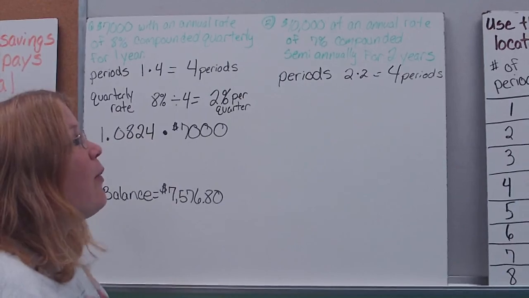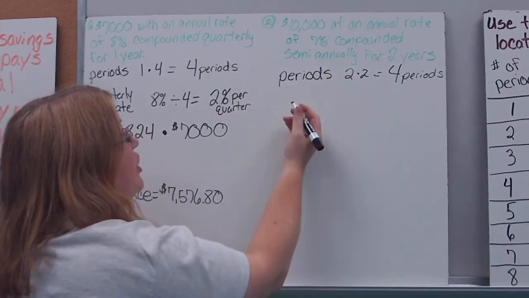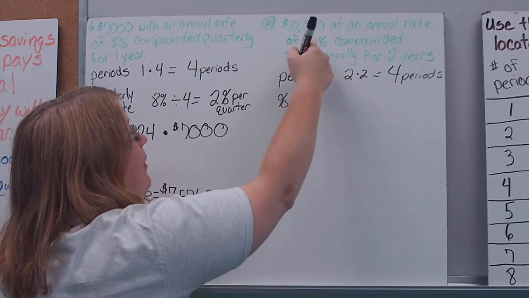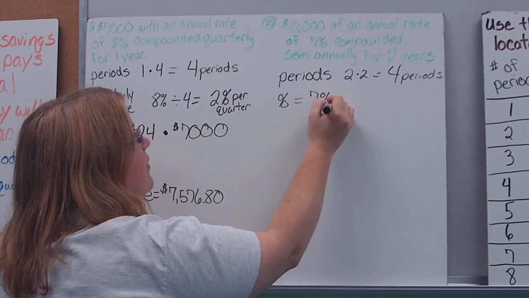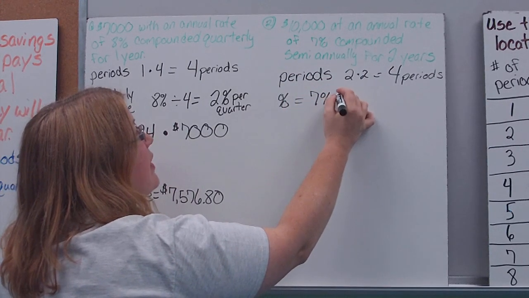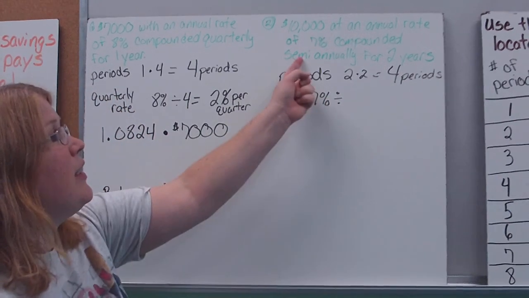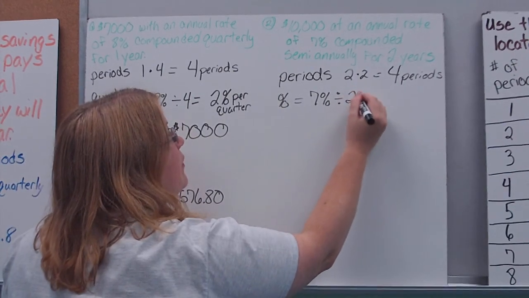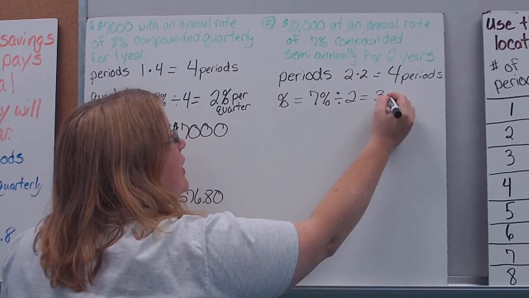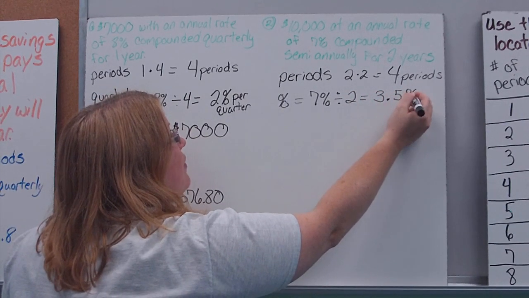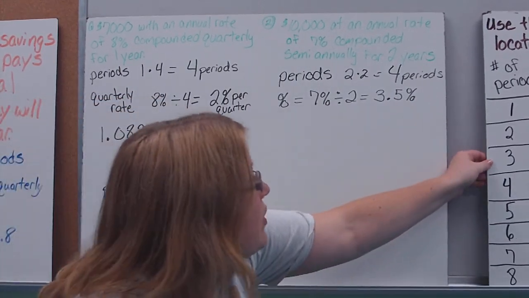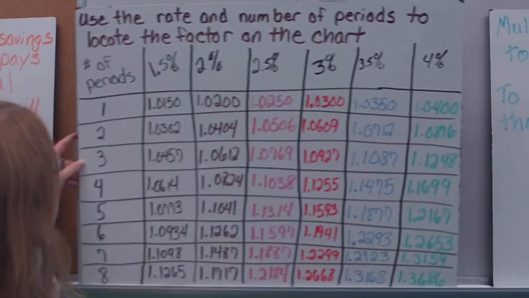Then I need to figure out my percentage for each half of the year. So I'm going to take my annual percent, and I'm going to divide it by how many periods there are in 1 year. There's 2 periods in 1 year. So each period earns 3.5%. Now that we have those numbers, we're going to come back to this chart.